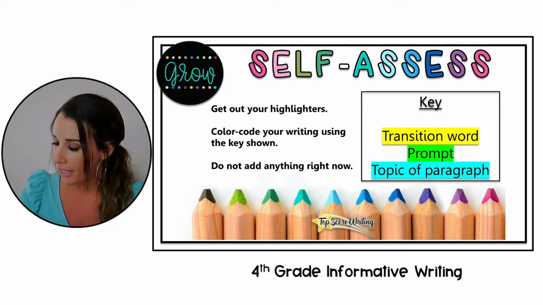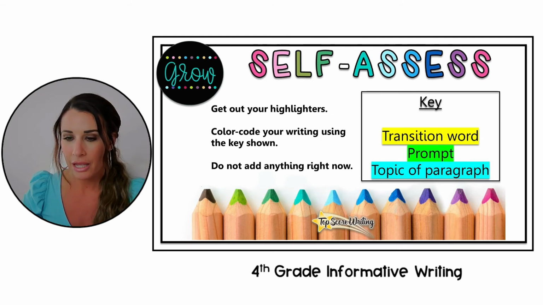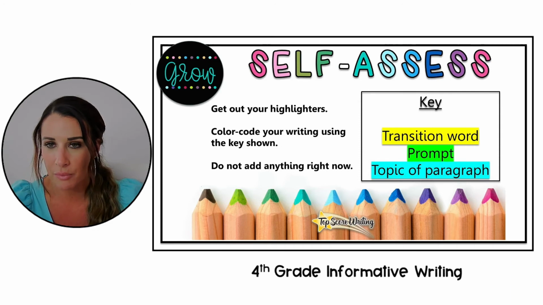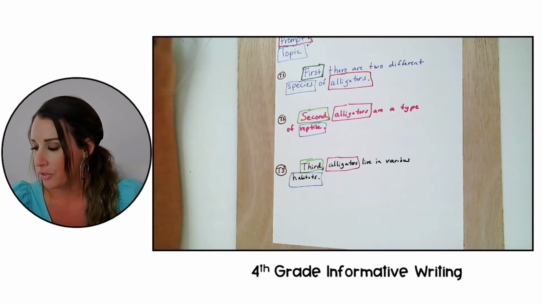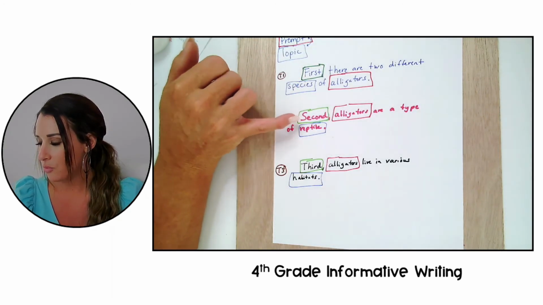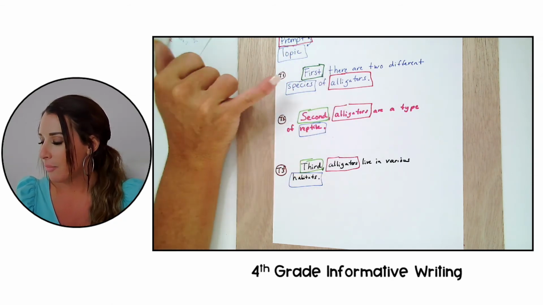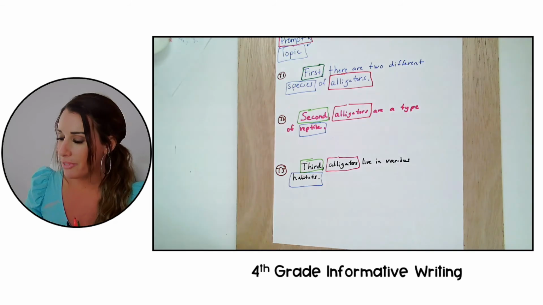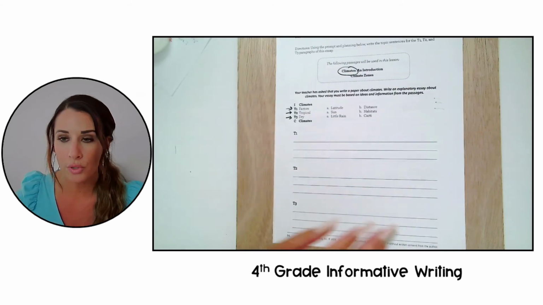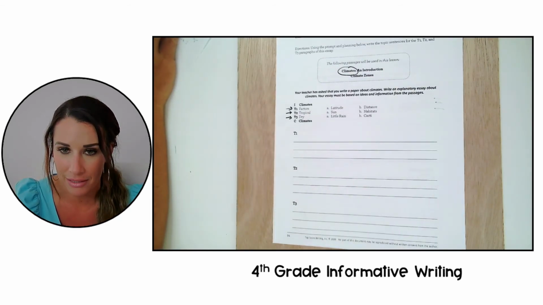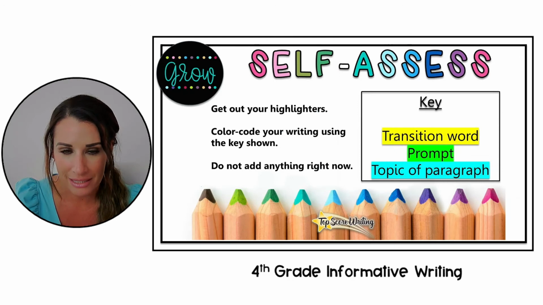So just like I did on the alligator passages, but instead of highlighting, I just put a box color around it. So you can see I put my transition words in one color, my prompt in another color, and my topic in another color. You're going to do the same exact thing, but you are checking your own paper on climates. So take a few minutes and finish up that.